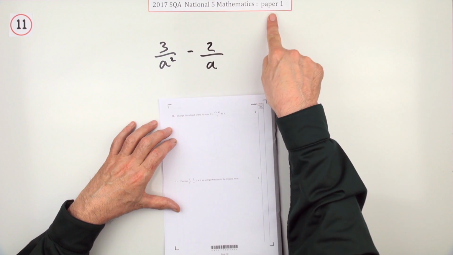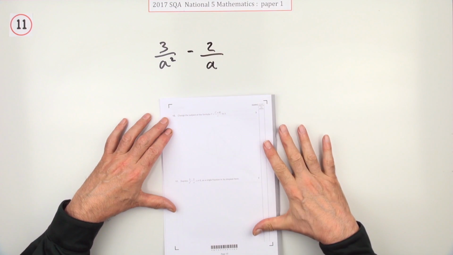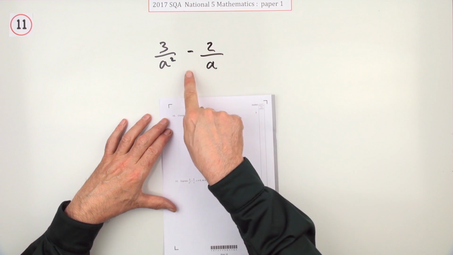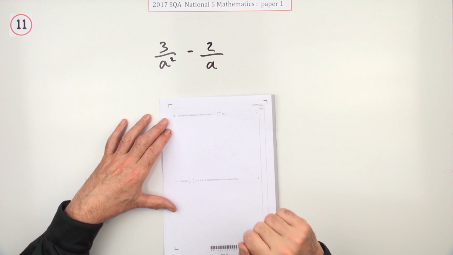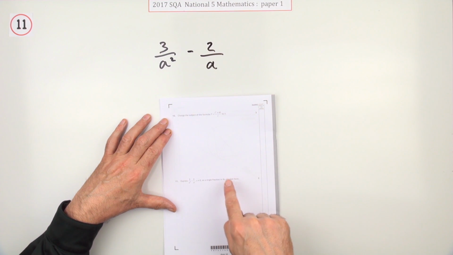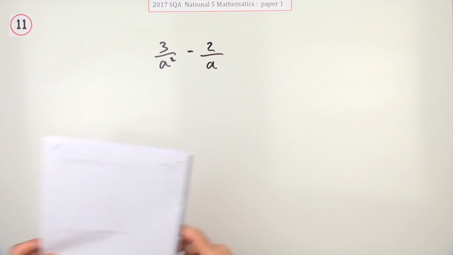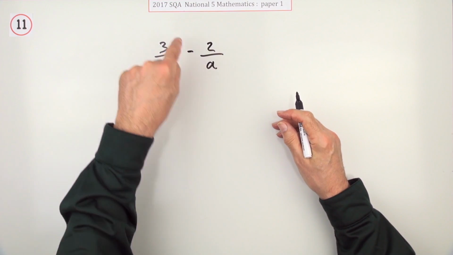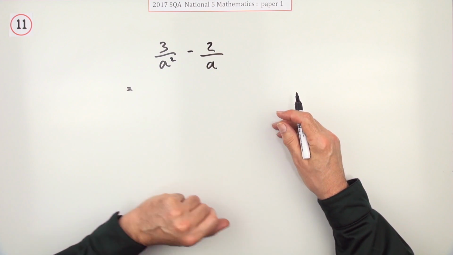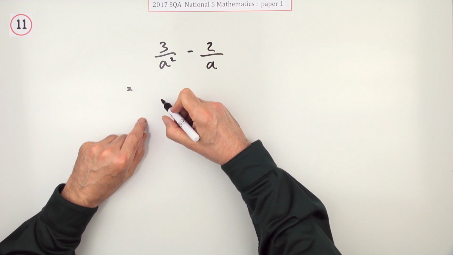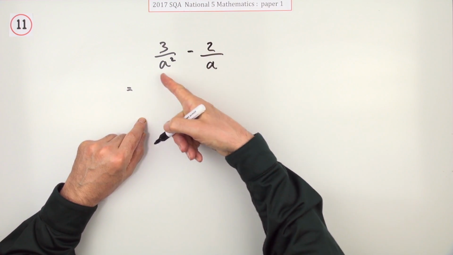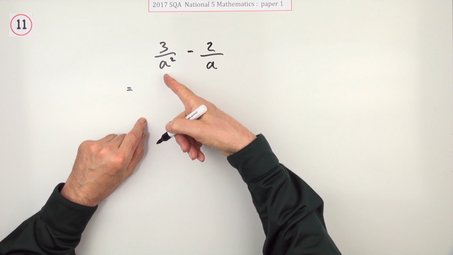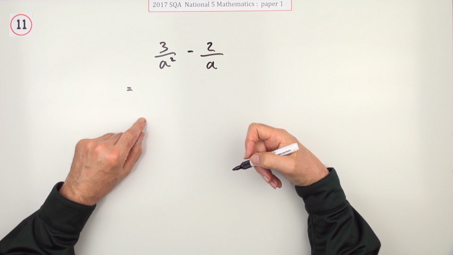Number 11 then, from paper 1 of the 2017 National 5. Here we go. Subtract these algebraic fractions to a single fraction in its simplest form for 2 marks. Now, you're probably just going to rush in and say, oh, I'll do that times that and that times that, and I'll multiply them. But you don't actually need to, because they've got a common denominator of a squared. A squared does for them both.